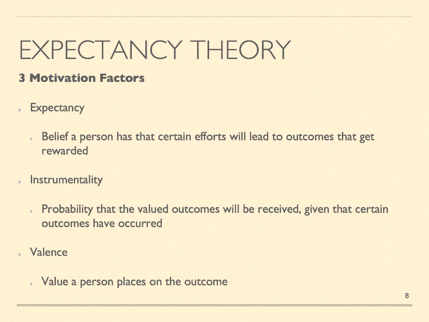Instrumentality, the probability that the valued outcomes will be received given certain outcomes that have occurred. So if you have clear goals, clear objectives, that you're able to successfully meet those because they have been given to you in a very specific way, and you've been given the correct tools to meet them. And then valence is the value that we place on those outcomes. So how much do we want that raise? How much do we want that promotion?